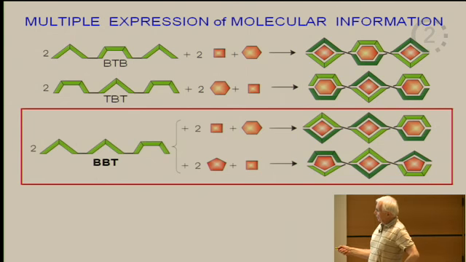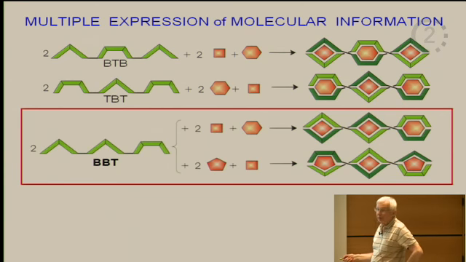BTB, you just shift that over, you exchange those two, and make BBT. Looks trivial. But something interesting happens. You take this molecule BBT, you react it with 2 tetrahedra, 1 octahedron. You get tetrahedron, tetra, and hexacoordinate octahedron.